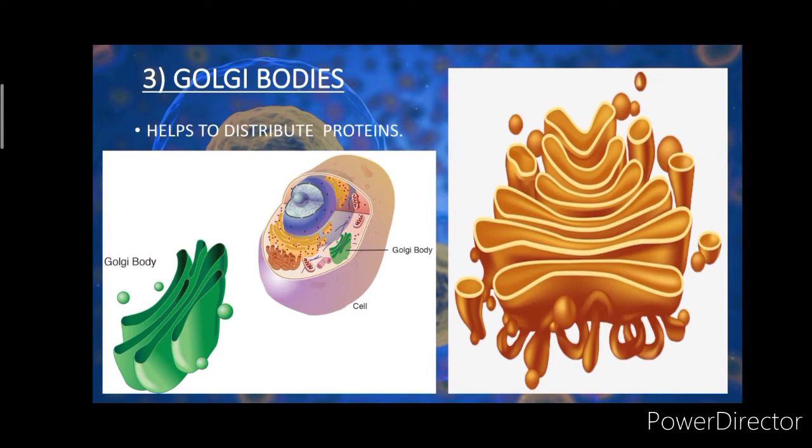It basically helps to distribute proteins. Wherever required in the cell, proteins are supplied or distributed because of the Golgi bodies. As we discussed in the previous organelle, the endoplasmic reticulum, changes are made in the proteins there and they are sent to the Golgi bodies. From the Golgi bodies, they are distributed to the various parts of the cell wherever required.